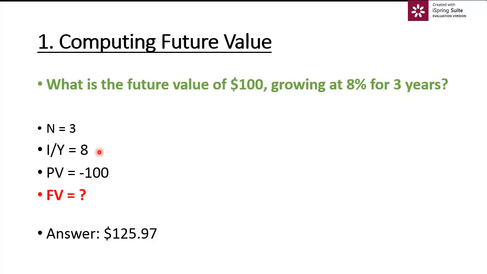Here it is important to note that we put a minus sign in front of the amount because we are paying money. If we receive money, then it will be a plus sign. Calculating the future value will yield $125.97.